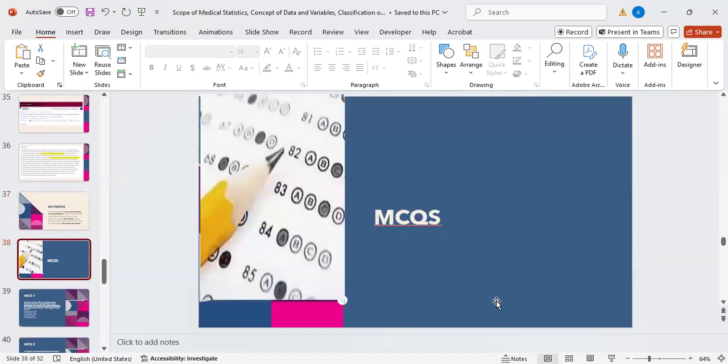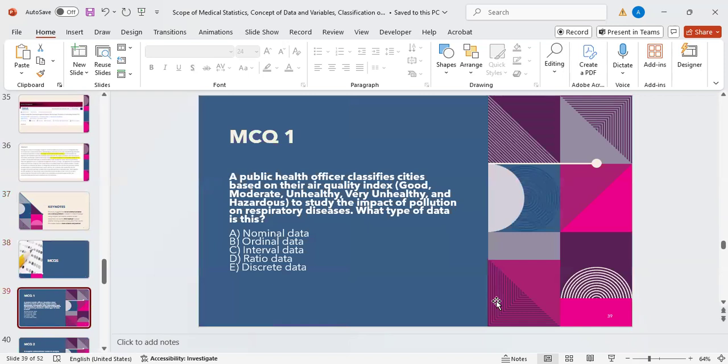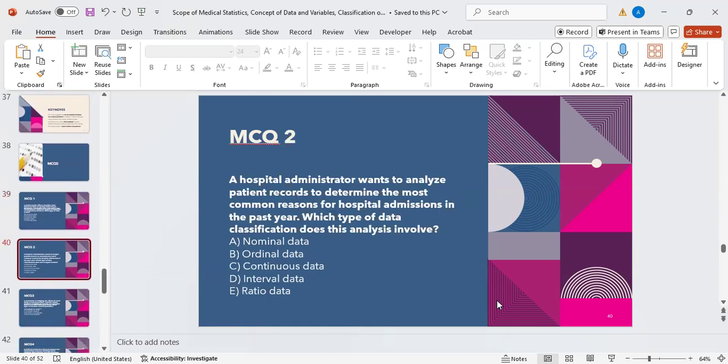Now coming to our MCQ session. MCQ number 1 is: a public health officer classifies cities based on their air quality index: good, moderate, unhealthy, very unhealthy, and hazardous, to study the impact of pollution on respiratory disease. What type of data is this? Option A, nominal data. Option B, ordinal data. Option C, interval data. Option D, ratio data. Option E, discrete data. Ordinal data? Yes, option B, ordinal data is the right answer.